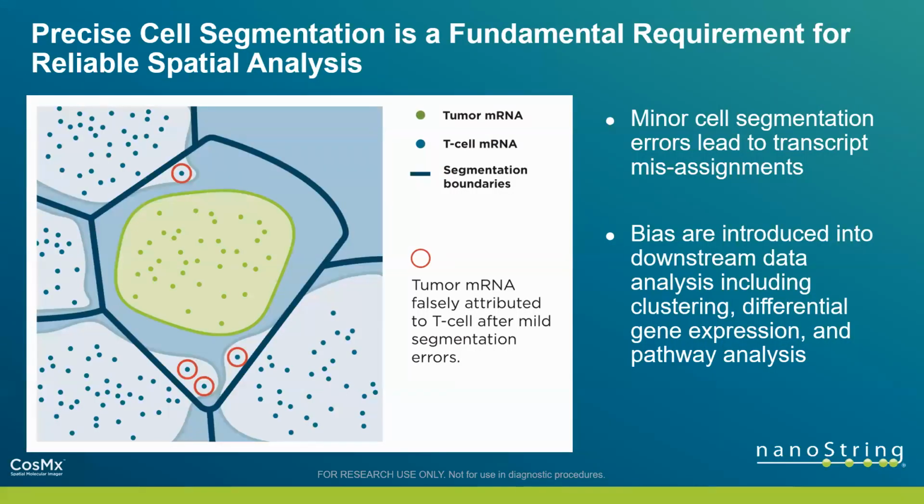So here's just a quick example of the impact that cell segmentation has on our data sets. As you'll notice here, because we're not just using a DAPI expansion, this boundary here in the dark navy is if you are using something like a DAPI expansion. And what you'll notice here is the red circles are a specific transcript that's being misassigned within this particular cell.